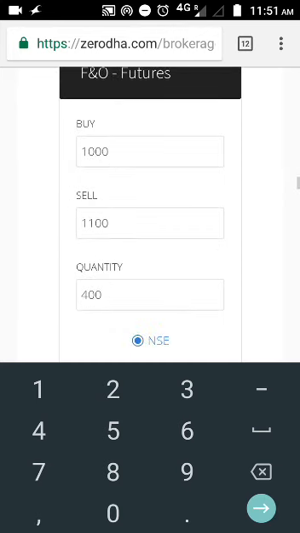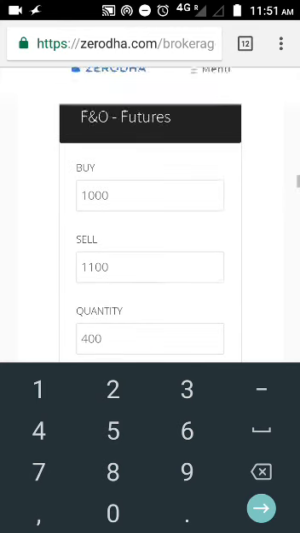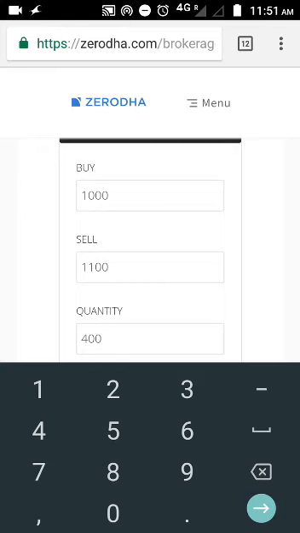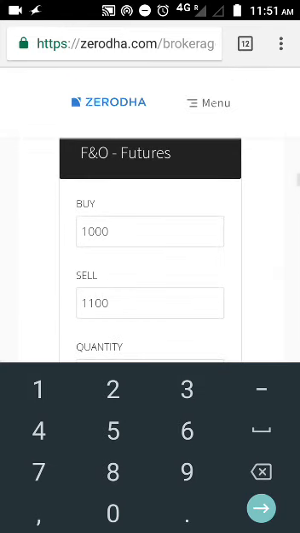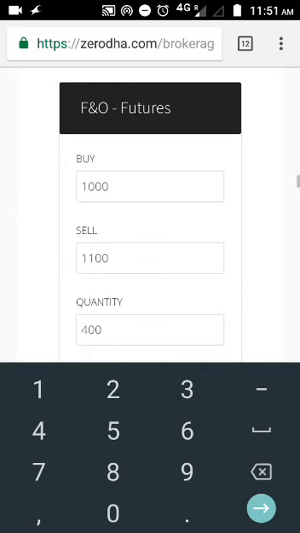Okay, so let's go to F&O futures. Futures. So here, the quantity would be the lot size. For example, the lot size cannot be 1. It could be anything, like 40 for Bank Nifty. So I'll give you an example with this, with 1 rupee movement.